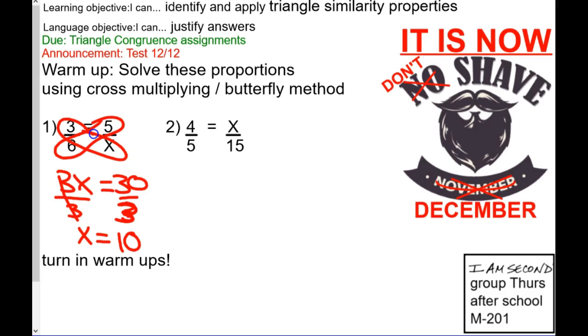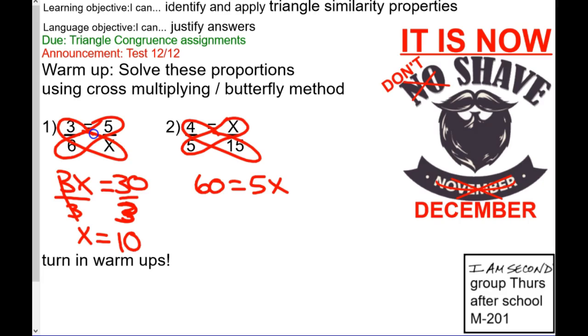Okay, next one. Again, 2 fractions that are equal, we're going to cross multiply and divide, or you can call it the butterfly method. 4 times 15 is 60. 5 times x is 5x. Last step, how do we get rid of that 5? How do I get rid of that 5?